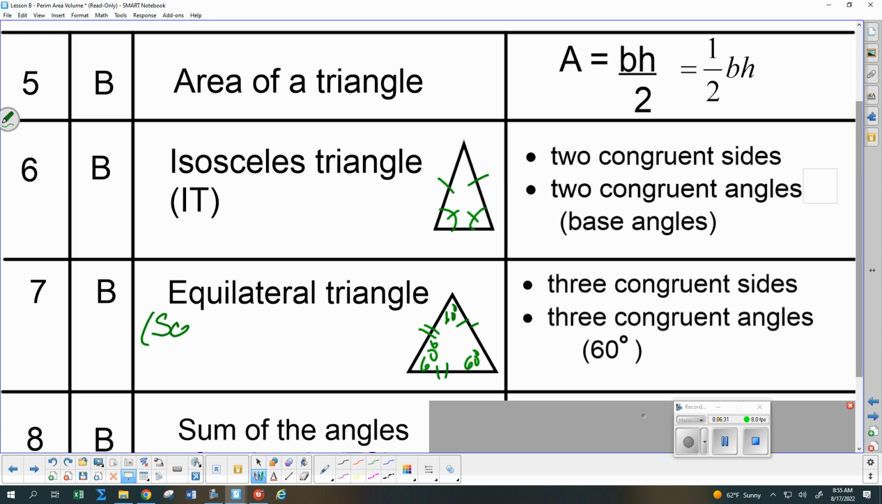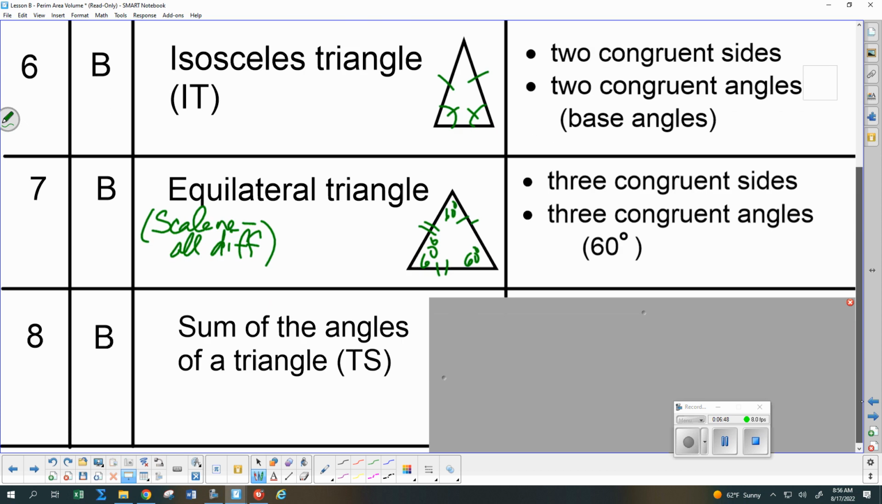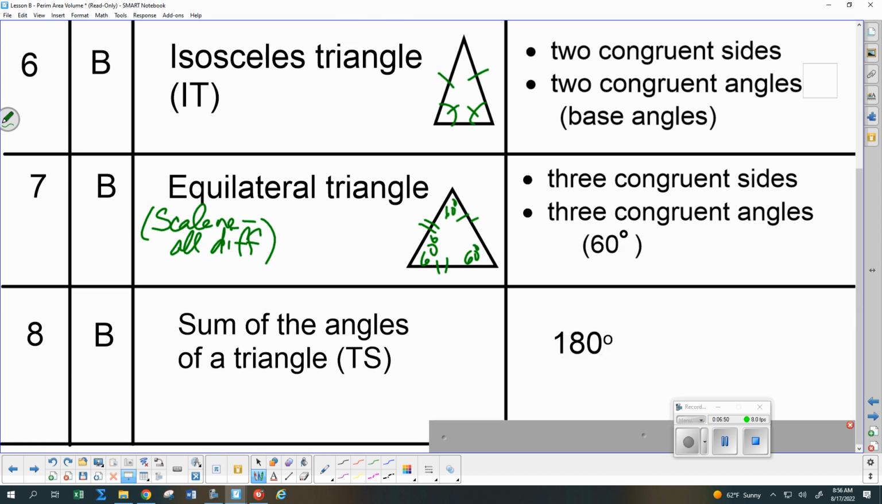And we'll get to it maybe Friday or something, but scaling, all are different. Three different angles, three different sides. Everybody shout out, what do the angles in a triangle always add up to? Perfect. And that is triangle sum, so we abbreviate that TS.